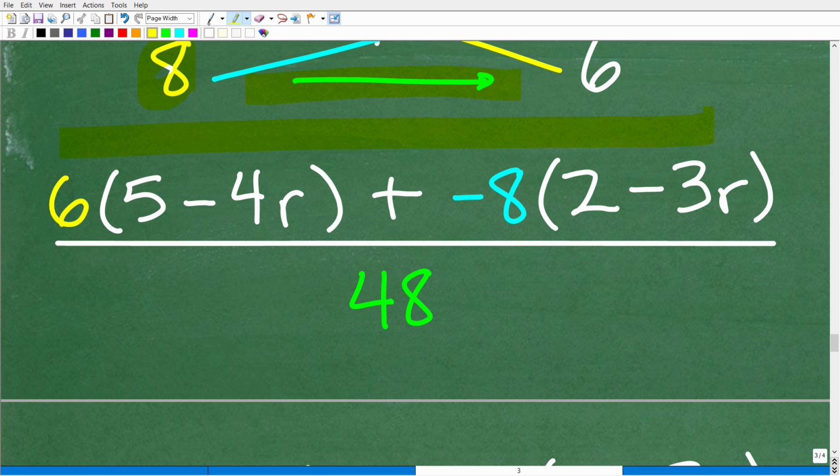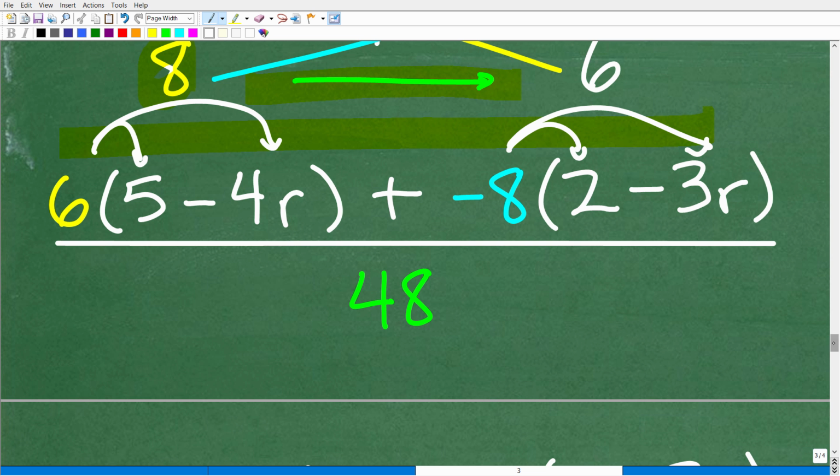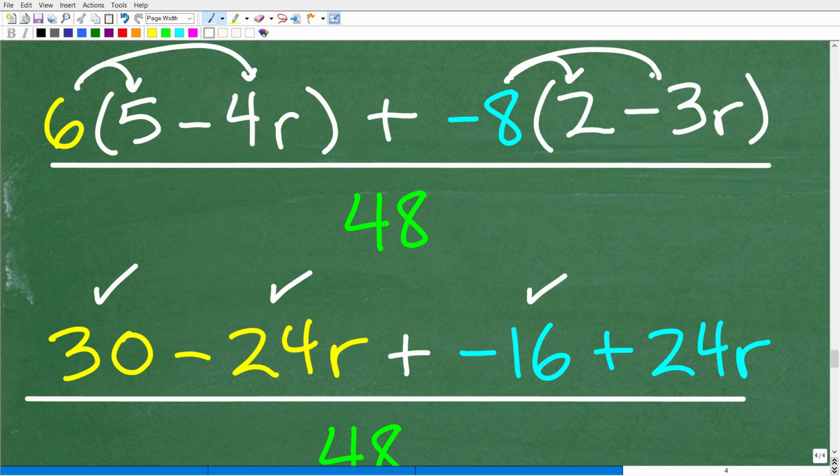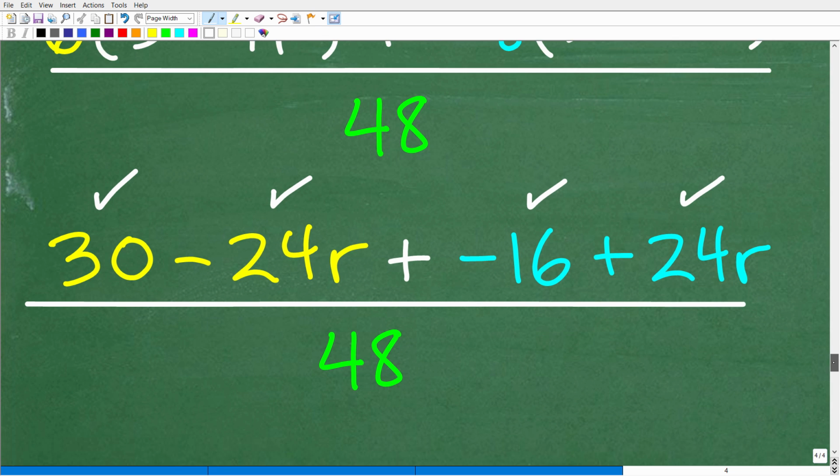Okay, so right here we need to just go ahead and apply the distributive property to clean up this numerator. Let's go ahead and do that now. So when we do this, we're going to have 6 times 5, which is 30. So 6 times negative 4r is negative 24r, plus negative 8 times 2 is negative 16, and negative 8 times negative 3r is a positive 24r. And when we finish this up, that's going to be all over 48.